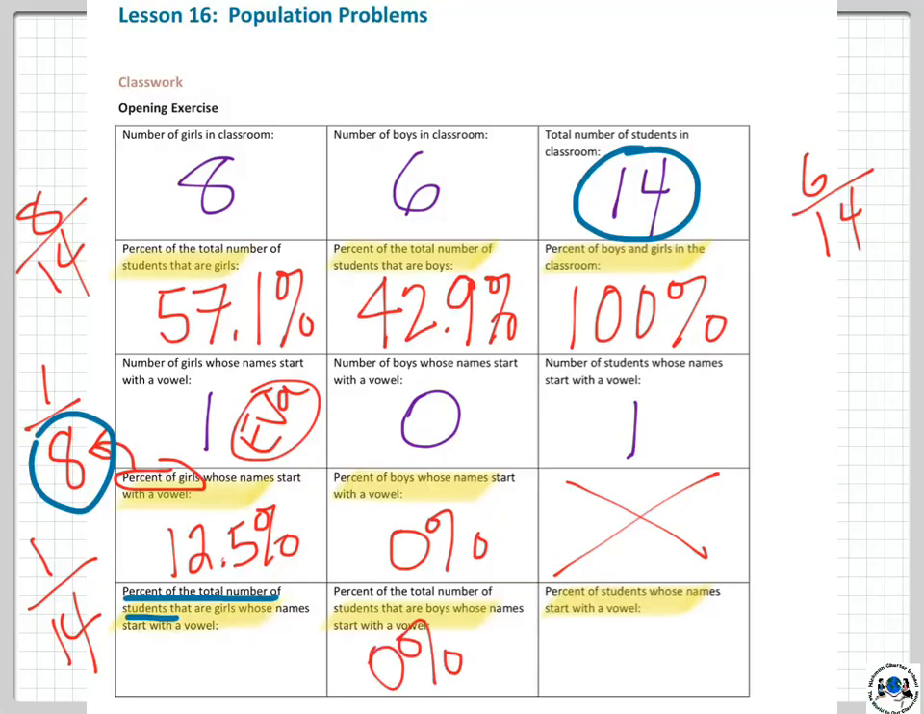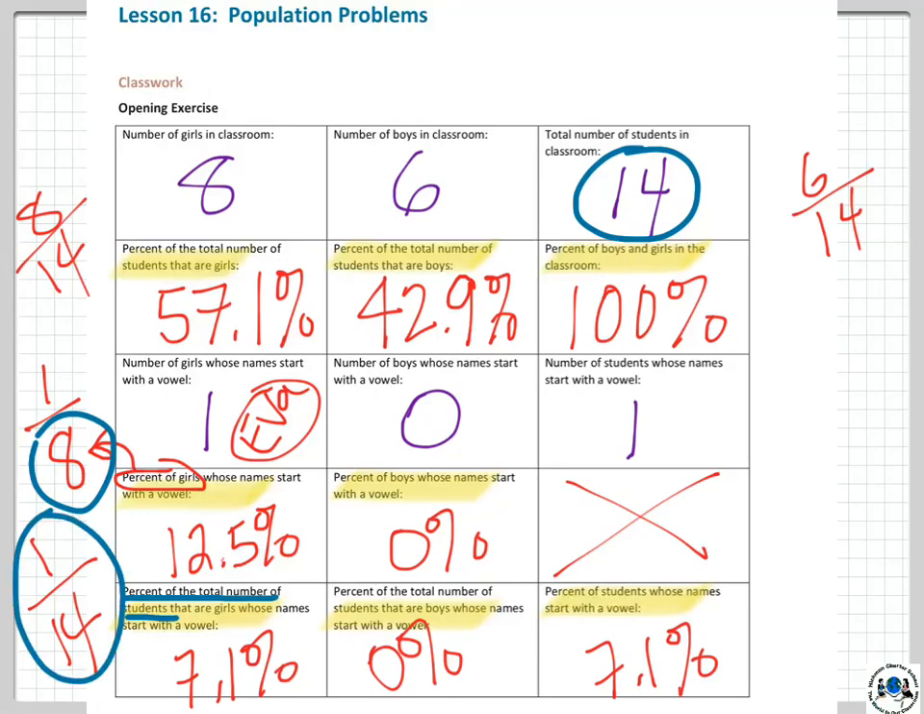This is quite boring, huh? Finish this up, and come on back. Okay, there we go, 7.1% and 7.1%, and that is, of course, 1 out of 14. With no boys having a name that starts with a vowel, that made it easy. Both of these answers were going to be the same.